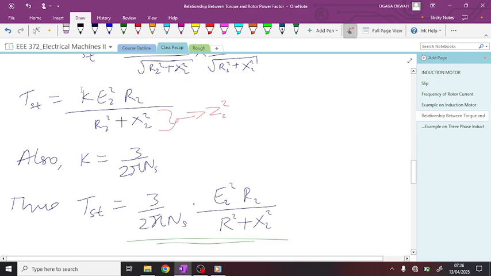Also, we did not simplify this K. Remember that K equals this. This is something we just have to memorize, though there is a working for it. For now, just bear in mind that K is 3 over 2 pi Ns, where Ns is the synchronous speed, the speed of the stator field, the rotating field of the stator. We've said this in a previous video also. So the starting torque is K times E2 squared R2, all over this. You can erase everything here and just put Z2 squared, and you'd still be correct.